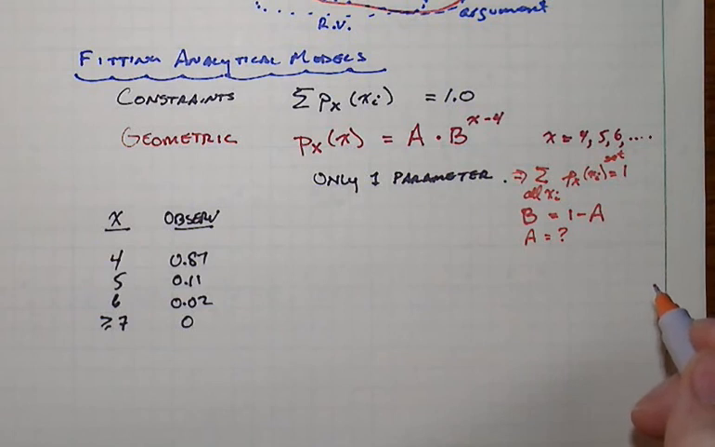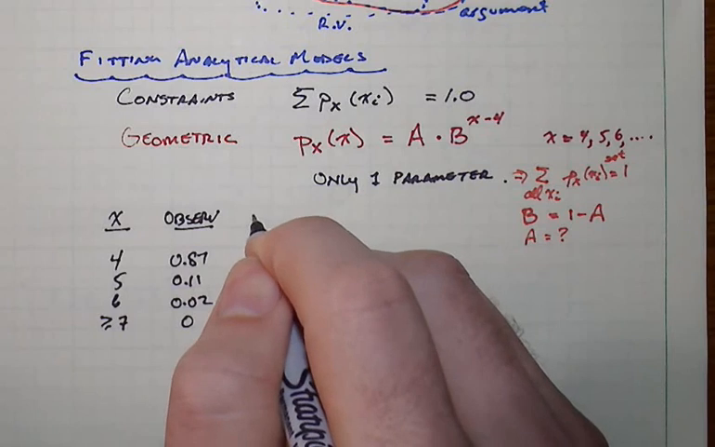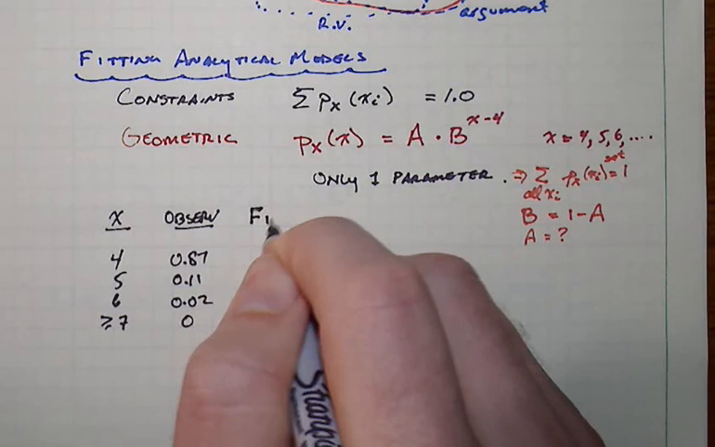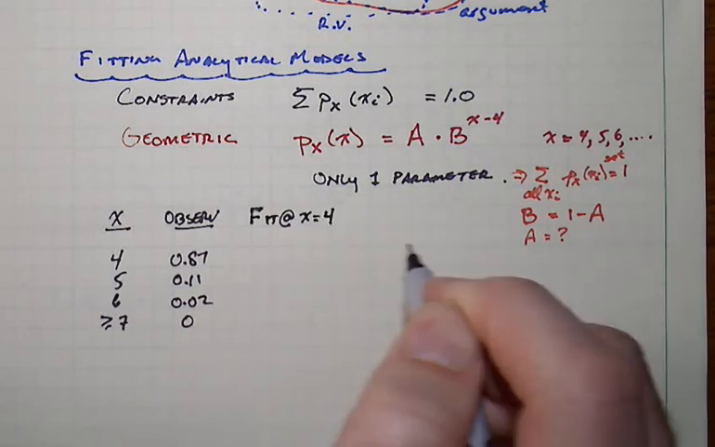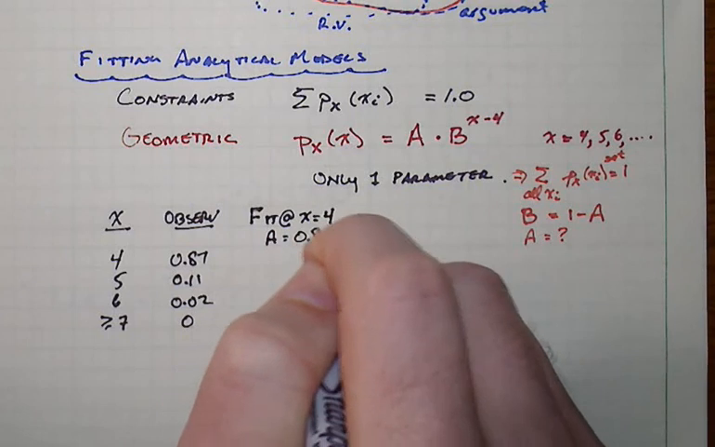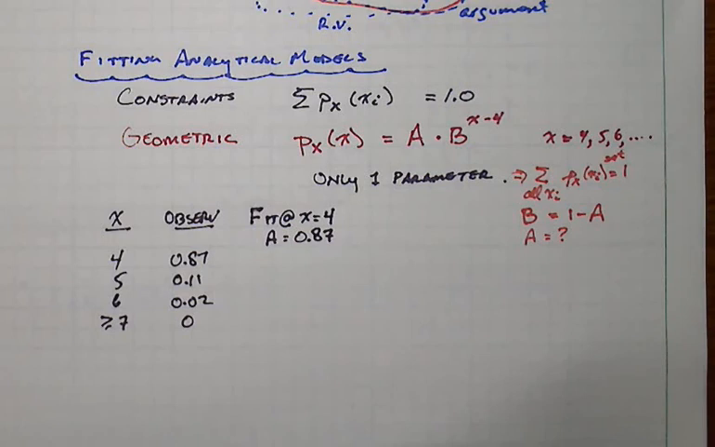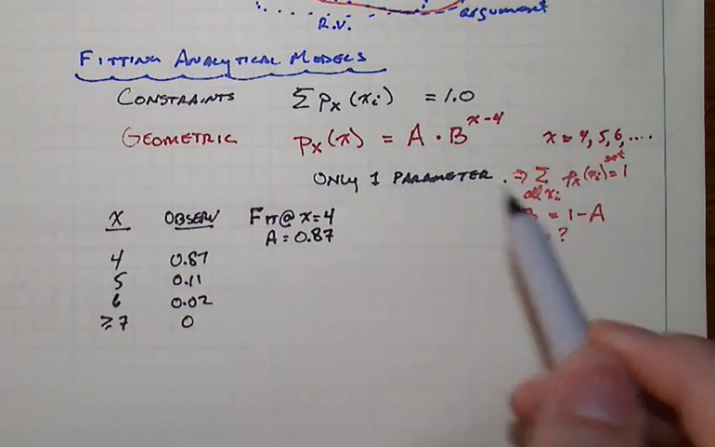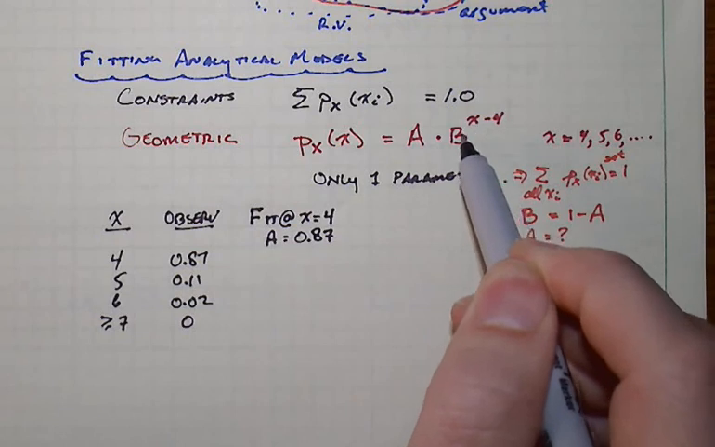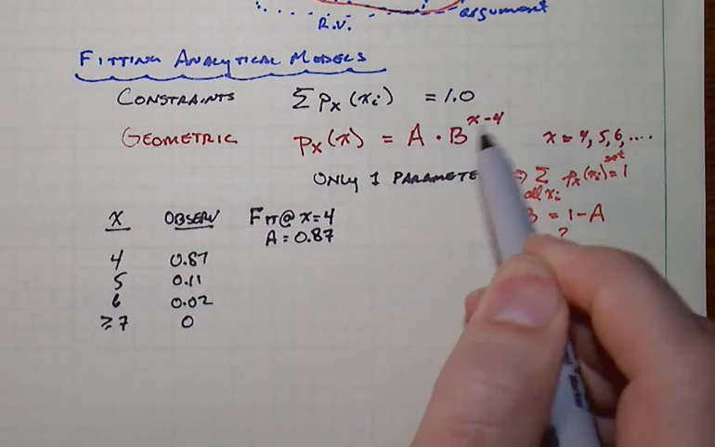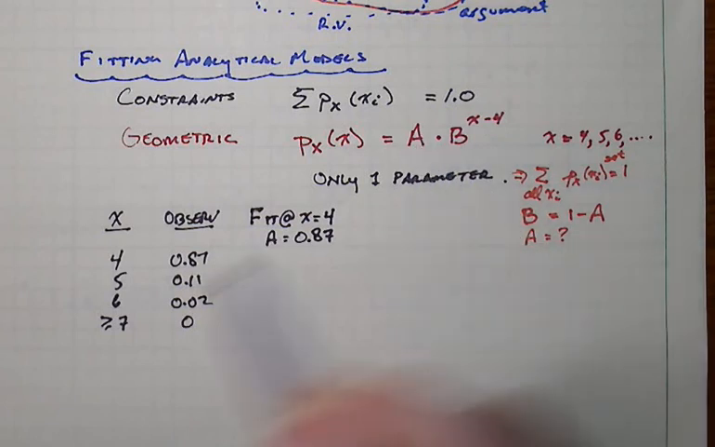Okay, so, gee, what do we do? Well, what we could do is go back to the idea that we want the probability mass model to look exactly correct for as many of the different observations that we have. So in this geometric model, if we fit at x equal to 4, then a is going to be equal to 0.87. Just put the numbers in here. If at x equal to 4, b to the 4 minus 4, that would be b to the 0, so that becomes 1. So that means that at x equal to 4, our observed value has to be 0.87. Bam.